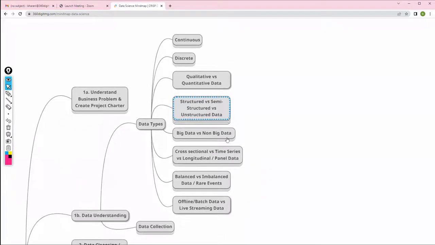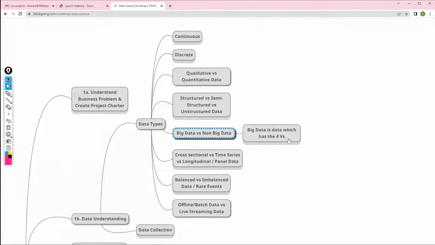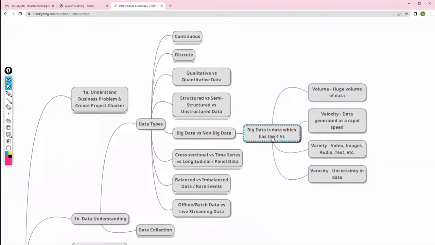And then we have big data versus non-big data. In the previous module, we discussed that we have three Vs: volume, velocity, and variety. But a few people say four Vs, a few say five Vs, six Vs, seven Vs, and so on. At a high level, remember that if you have a huge volume of data getting generated at a rapid pace, and if you have a variety of data, if you have these three characteristics, then the data would be classified as big data. The fourth V, veracity, means there'll be a lot of uncertainty in the data. Again, non-big data. This is all that we discussed as part of our previous session.